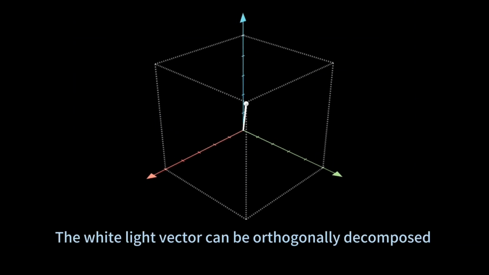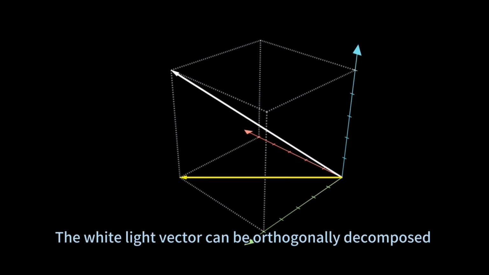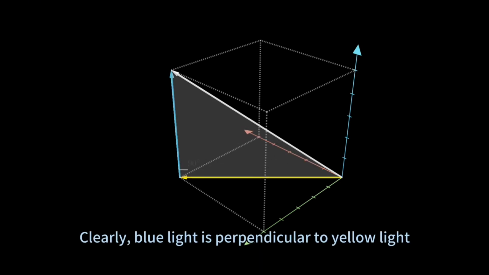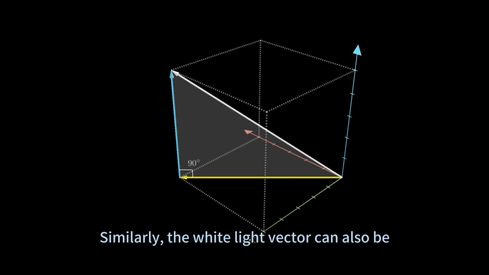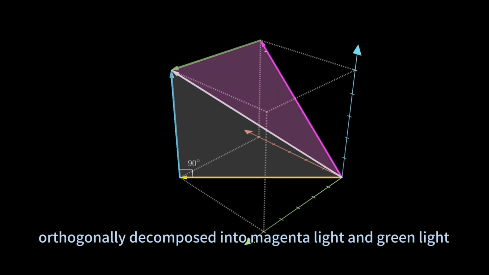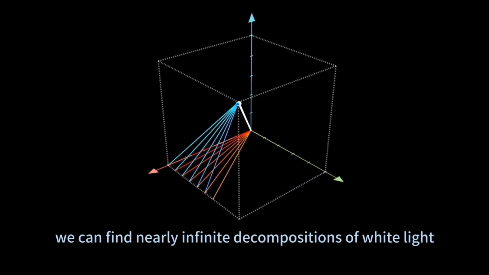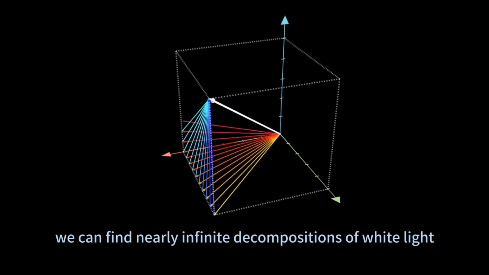The white light vector can be orthogonally decomposed into yellow light and blue light. Clearly, blue light is perpendicular to yellow light. Similarly, a white light vector can also be orthogonally decomposed into magenta light and green light. In RGB space, we can find nearly infinite decompositions of white light.